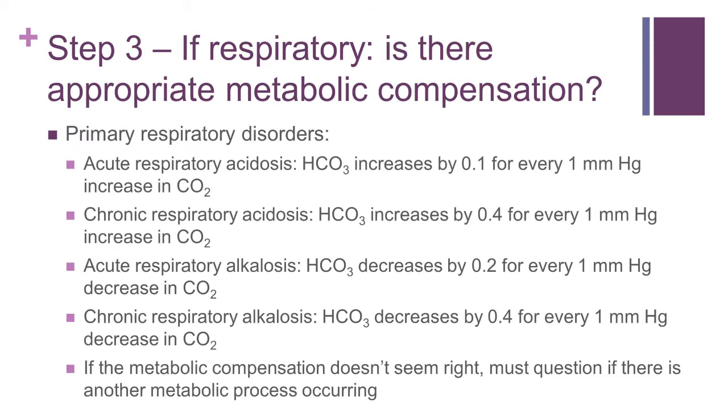Next, you should ascertain if the primary process is being appropriately compensated for by the body. We'll start with respiratory disorders. In a respiratory acidosis or alkalosis, the body will act to increase or decrease bicarbonate levels to try to balance out the pH disturbance. For example, in a respiratory acidosis, CO2 levels increase, which causes a decrease in pH and an acidosis. In response, bicarb levels will increase, causing a compensatory metabolic alkalosis to help bring the pH closer to normal. Initially, this is accomplished by the buffering system in the blood.